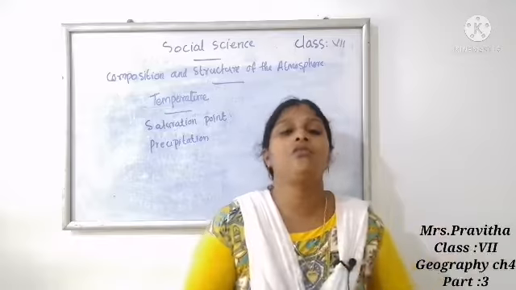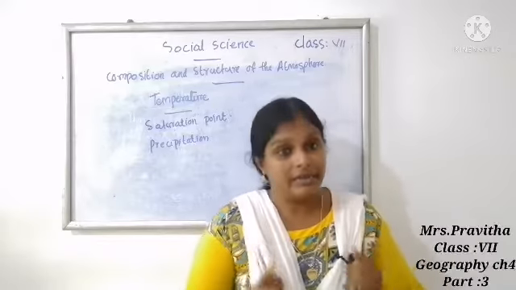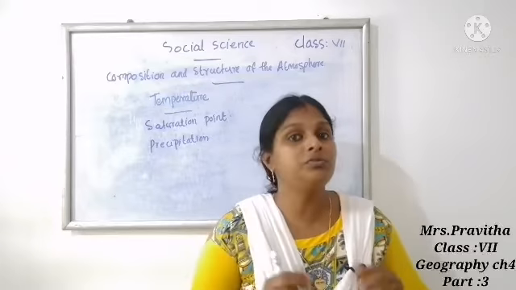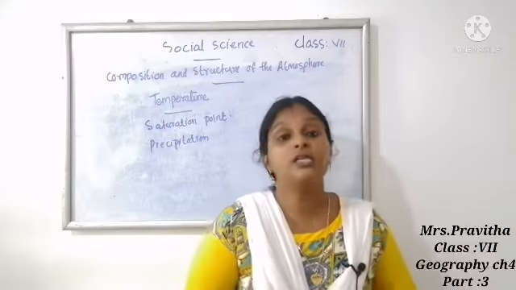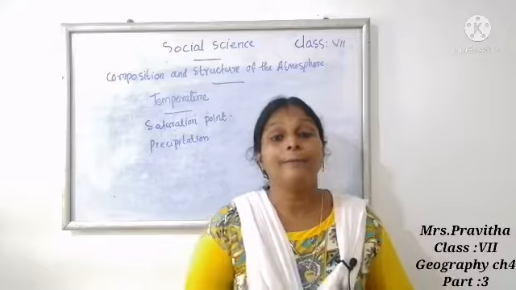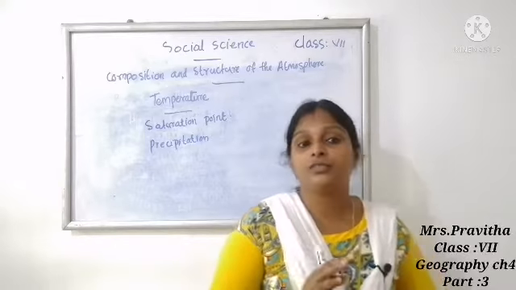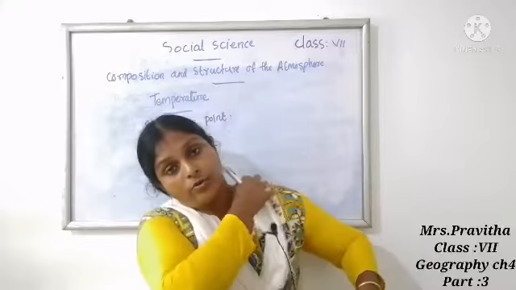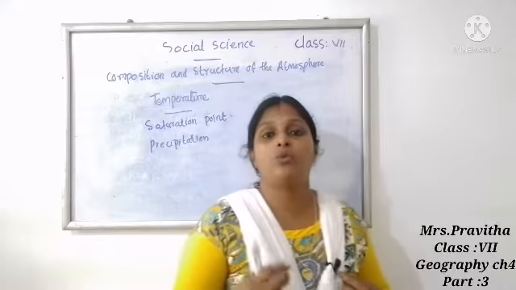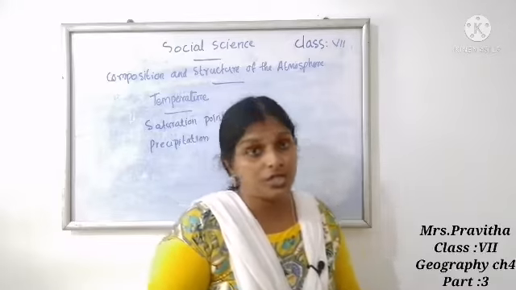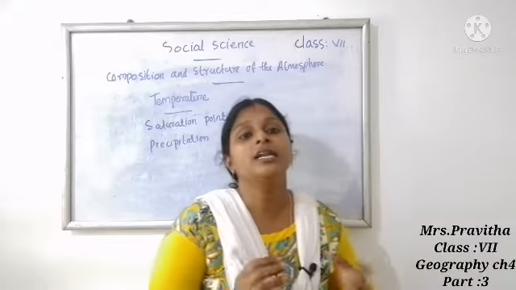Which are the main forms of precipitation? Rain, snow and hail. Okay, these are the main forms of precipitation: rain, snow and hail. Precipitation in liquid form is known as rainfall. So I think you got an idea about what is precipitation and what are the forms of precipitation.